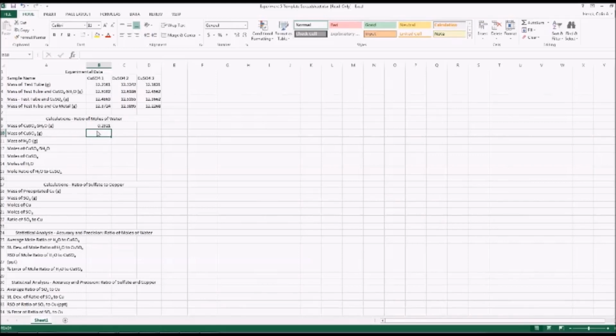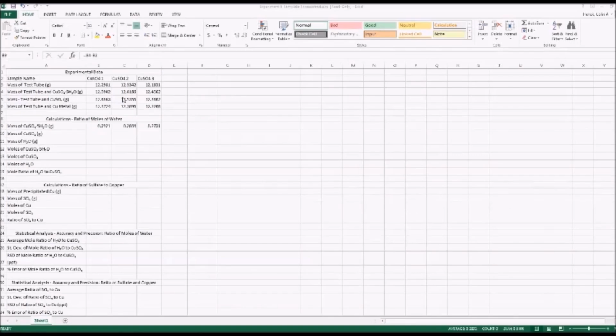In order to do this calculation for trial 2 and trial 3, we simply click on the box we just entered the equation into, grab the bottom right-hand corner, and drag it across. You probably noticed that once you type the equal sign into a cell, by clicking on another cell, Excel will automatically add that cell to part of the calculation. In this example, we subtracted cell B4 from cell B3 by simply typing equals, clicking on B4, then clicking on B3.